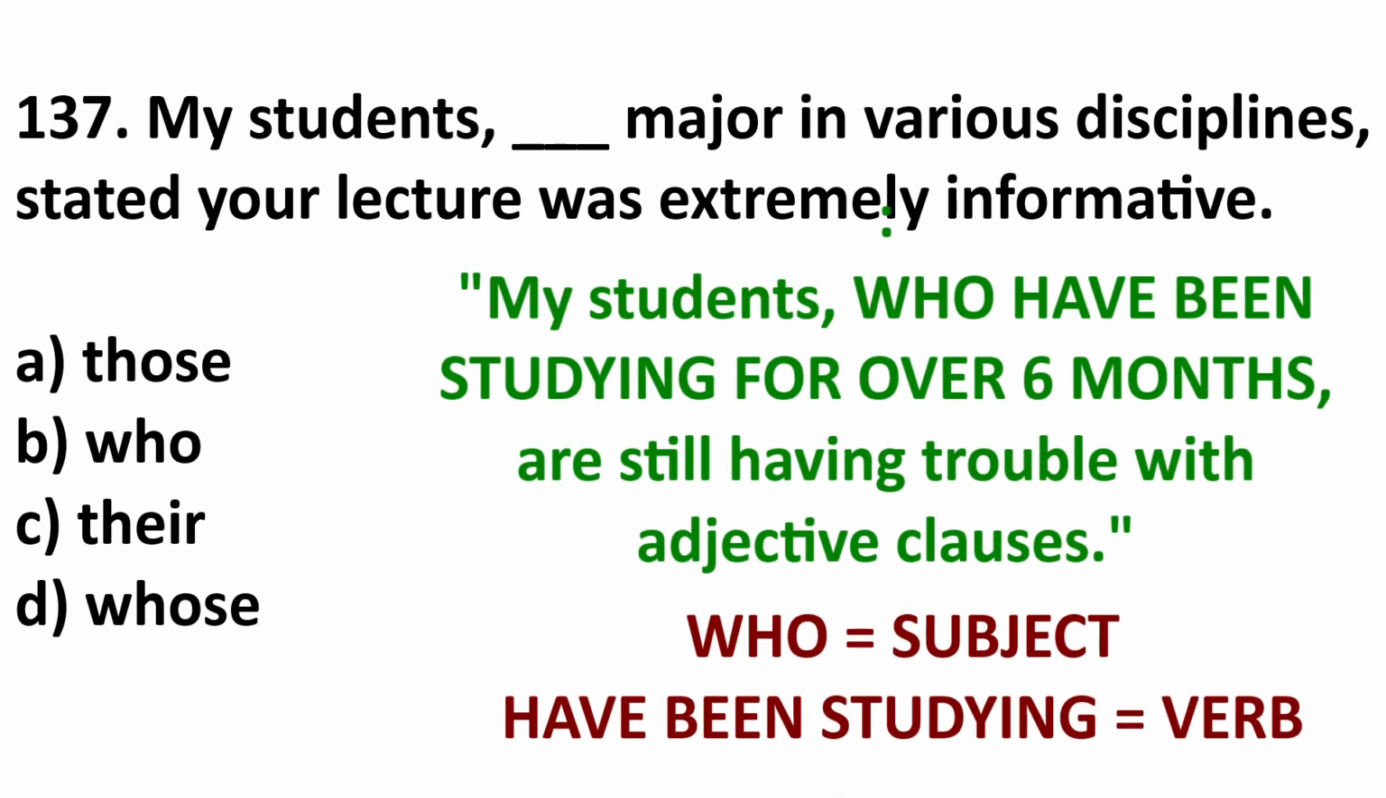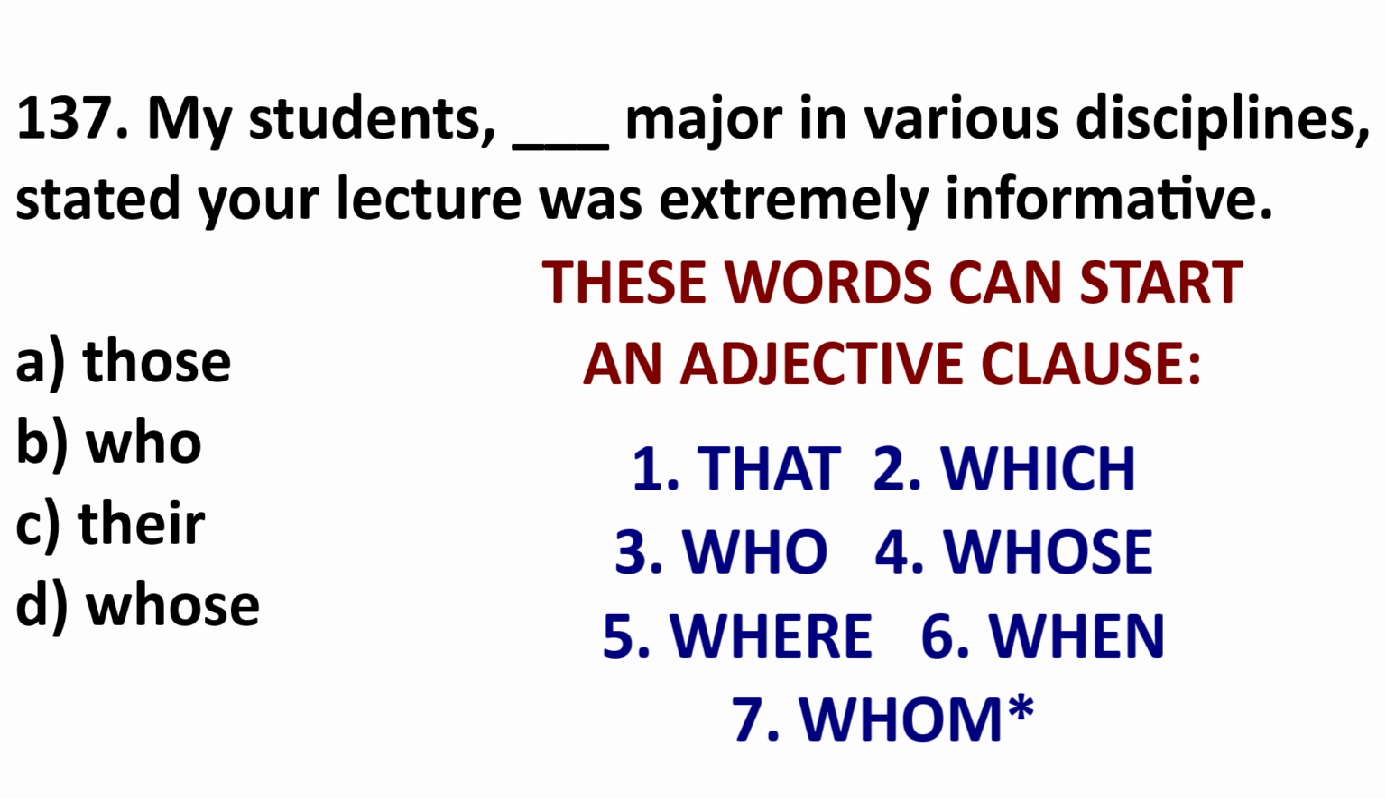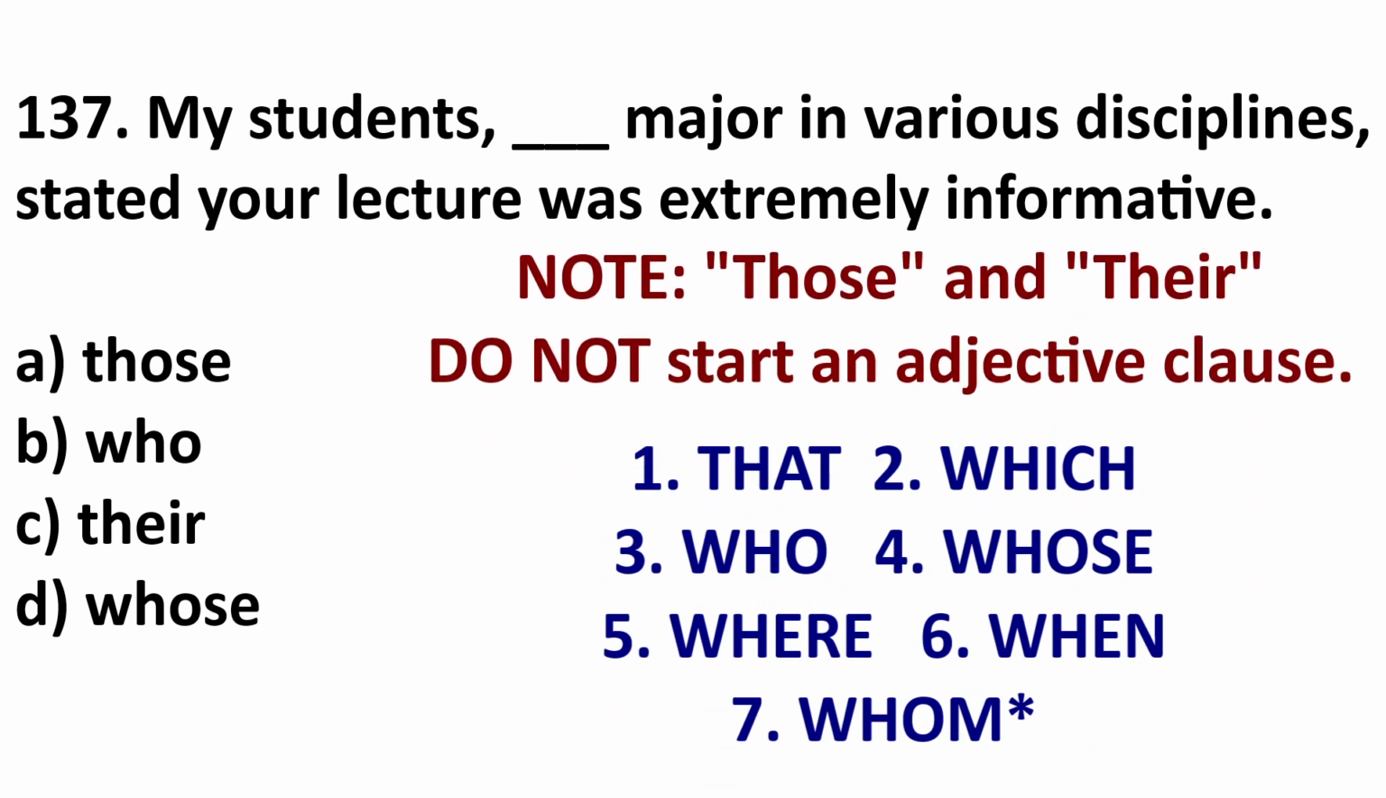For example, my students who have been studying for over 6 months are still having trouble with adjective clauses. Notice, the adjective clause has a subject and verb, who have been studying. So who is the subject, which means the students, have been studying is the verb. We can start an adjective clause with 7 potential words. Here they are. Notice we cannot start an adjective clause with their and those. So we can eliminate those right away.